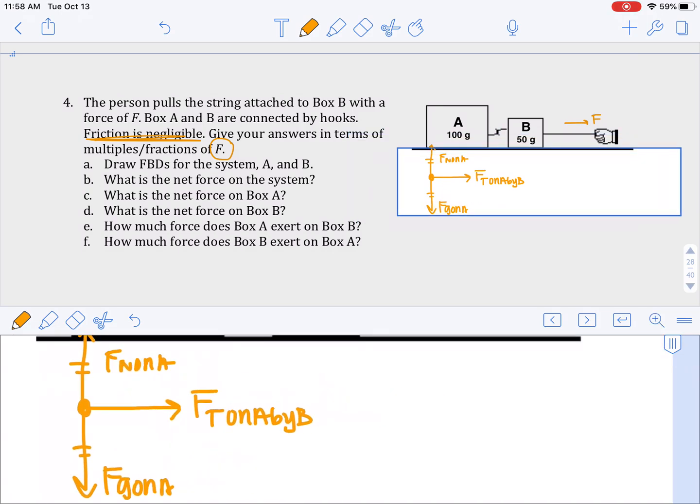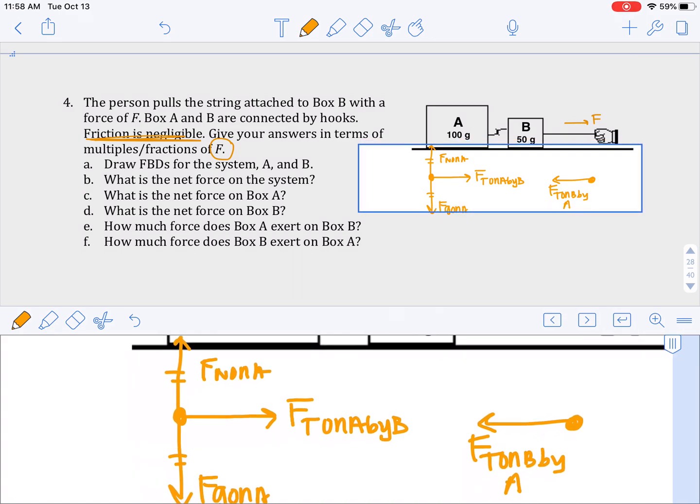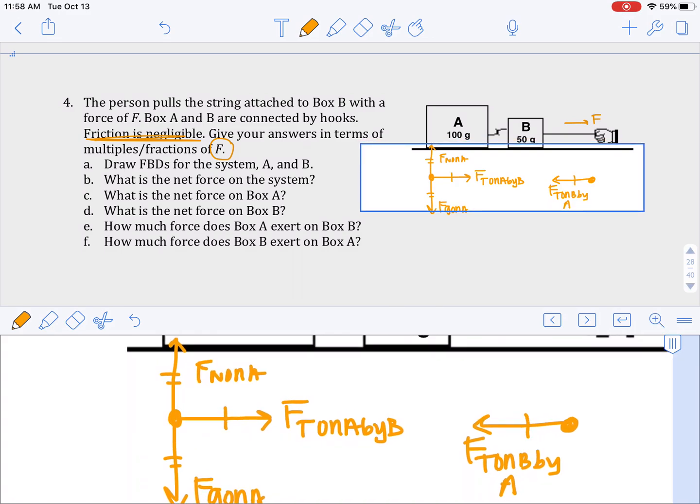And now I'm ready to do my block B. So block B, we're going to have a force of tension on B by A, because if B is pulling on A, which it is, that must mean that A is pulling just as much on B. So these two forces are equivalent. That force of tension is going to be the same for those two blocks. They're applied on each other, and because of Newton's third law, F on A by B is equal to the opposite of F on B by A. That is Newton's third law.